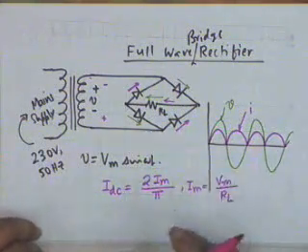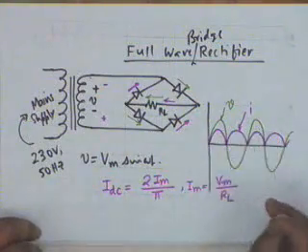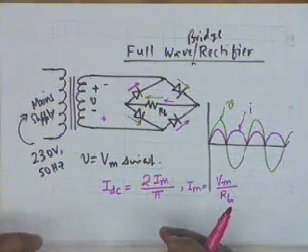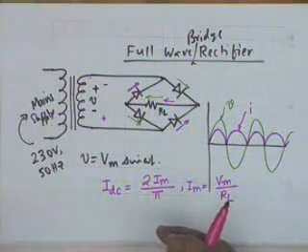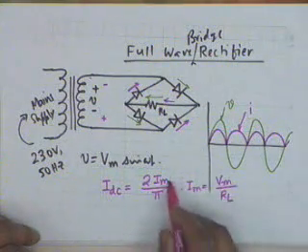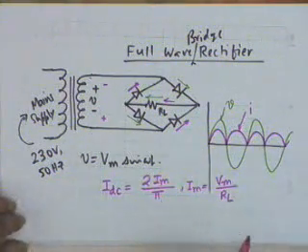As compared to the half wave rectifier, because both halves are utilized and they are identical in area, the area under the curve is simply twice the previous area, and therefore the DC value or the average value becomes twice the previous value, twice Im by pi.